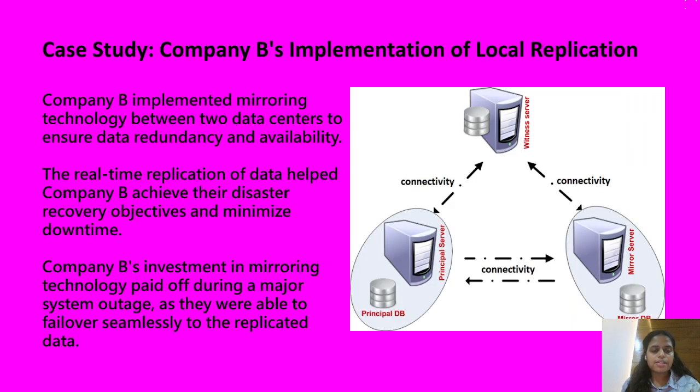Now let's see the case study for company B's implementation. So company B implemented mirroring technology between two data centers to ensure data redundancy and availability. The real-time replication of data helped company B achieve their disaster recovery objectives and minimize the downtime. Company B's investment in mirroring technology paid off during a major system outage as they were able to fail over seamlessly to the replicated data. So as we can see, the connectivity between the two data centers ensures the data redundancy and availability.